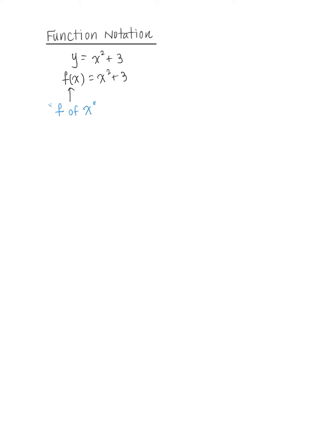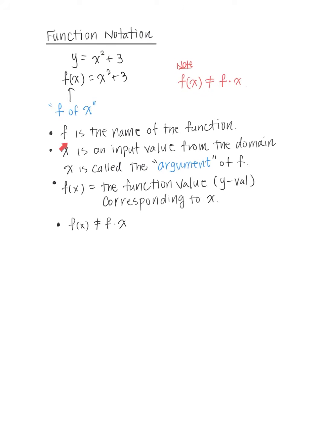Okay, I'm going to write that out. Note, f of x does not equal f times x. Now, f is the name of the function, x is an input value from the domain, and x is also called the argument of f, and f of x is the function value, which is going to give us a y value corresponding to x, because look, y equals f of x, doesn't it? And then again, please note that f of x does not equal f times x.